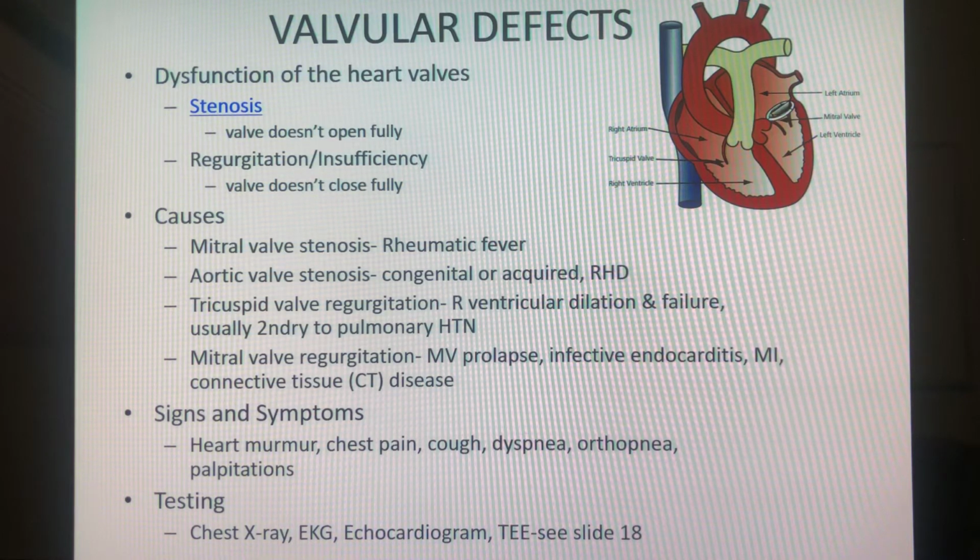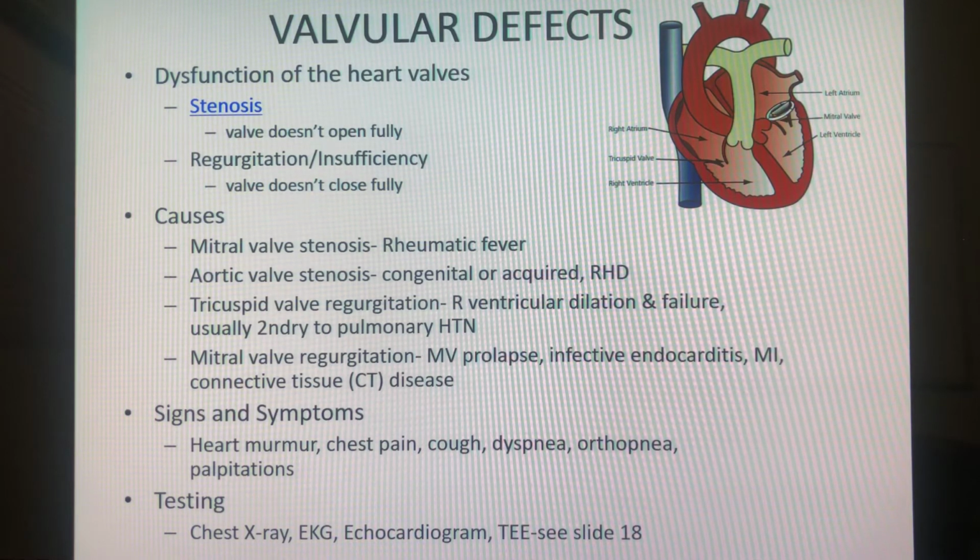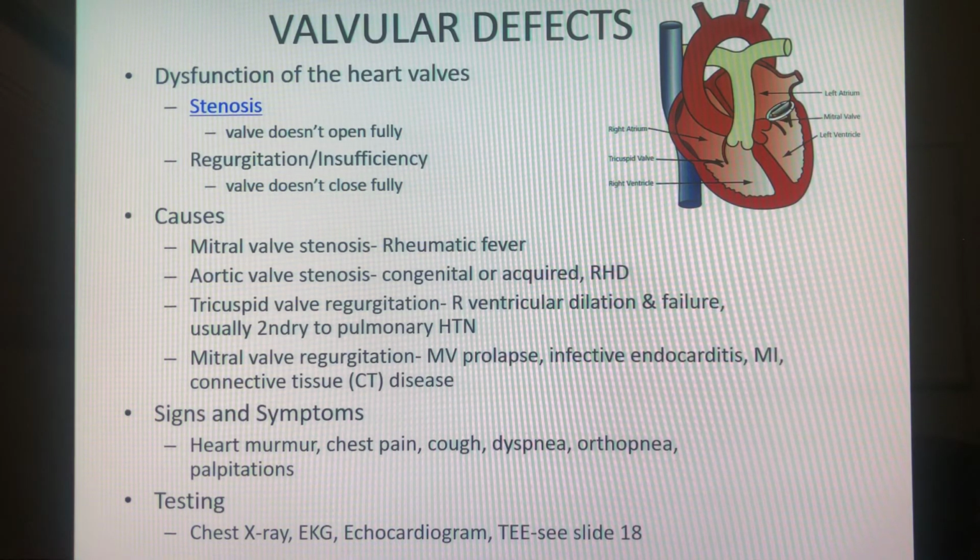So kind of keep that in mind, kind of work through it. And if you need to draw it out, draw it out. But what we really care about is not just learning the physiology, we care about applying the physiology, okay?